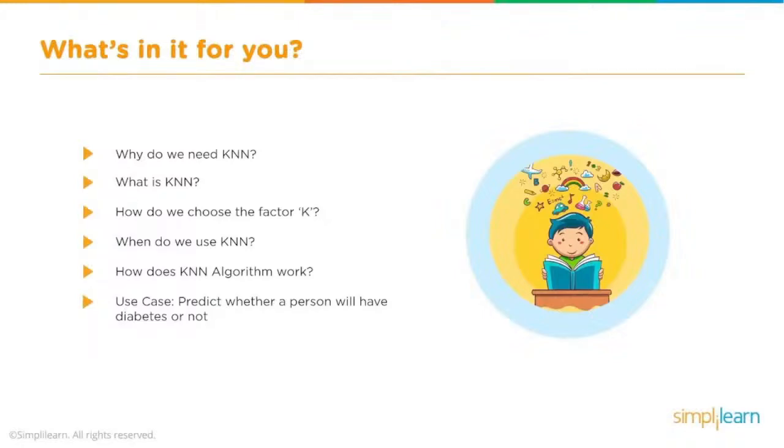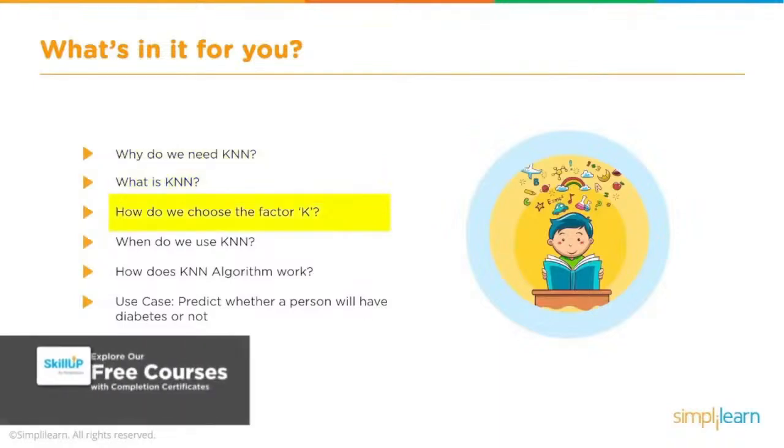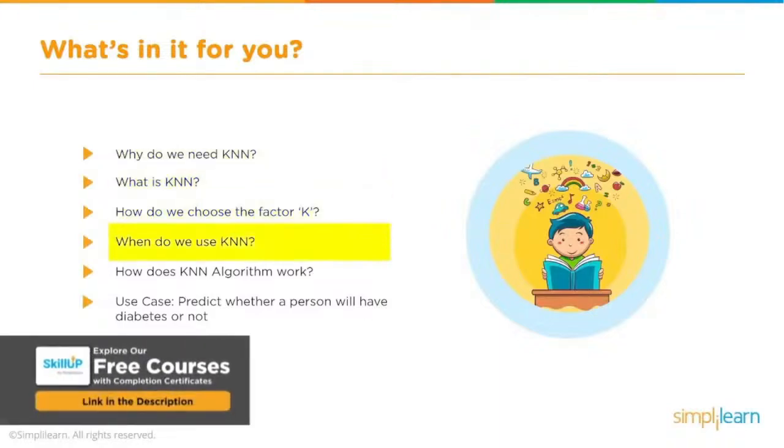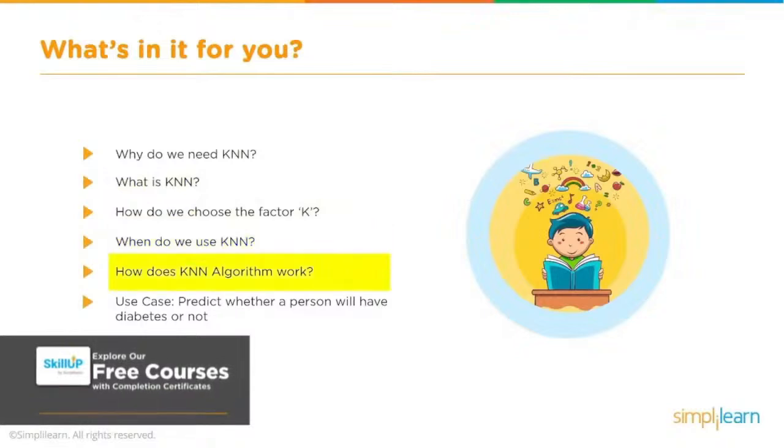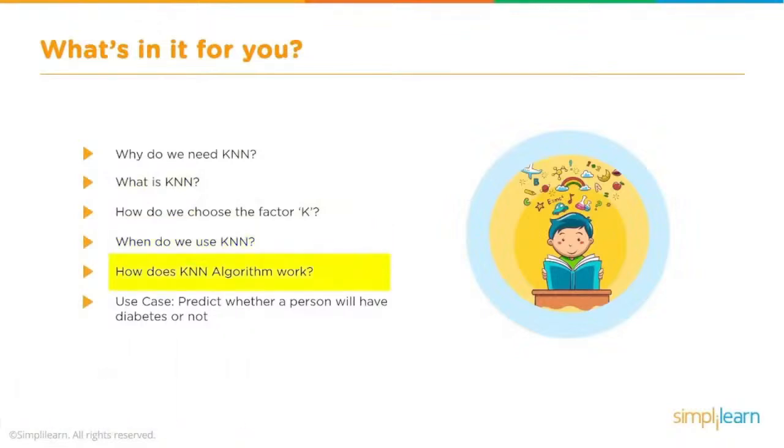So today, what's in it for you? Why do we need KNN? What is KNN? How do we choose the factor K? When do we use KNN? How does the KNN algorithm work? And then we'll dive into my favorite part, the use case: predict whether a person will have diabetes or not. That is a very common and popular data set for testing out models and learning how to use the different models in machine learning.